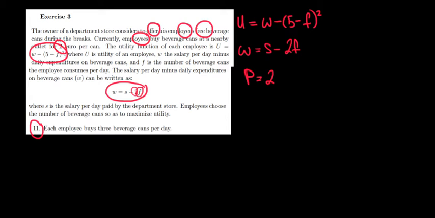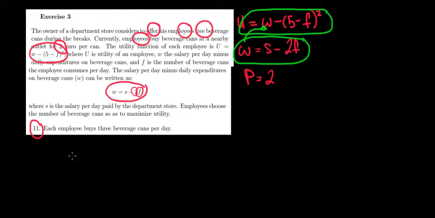So we have the utility function. We wrote it over here on the right. It's here. This is the utility function. But we also know that the wage can be written as S minus 2F, and we can substitute it into the wage over here. Now what would be the utility function now? The utility would be equal to S minus 2F, that is the wage, and then minus 5 minus F to the power of 2. So let's open the brackets over here to see what the utility will look like.